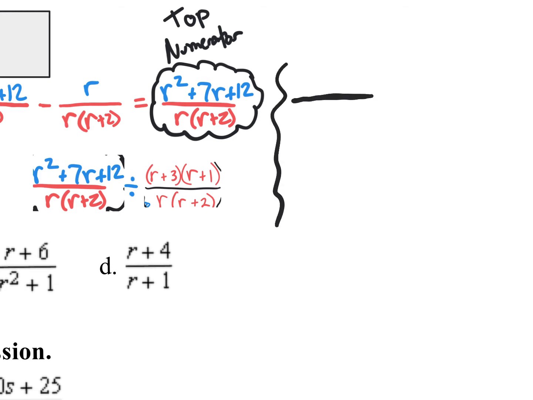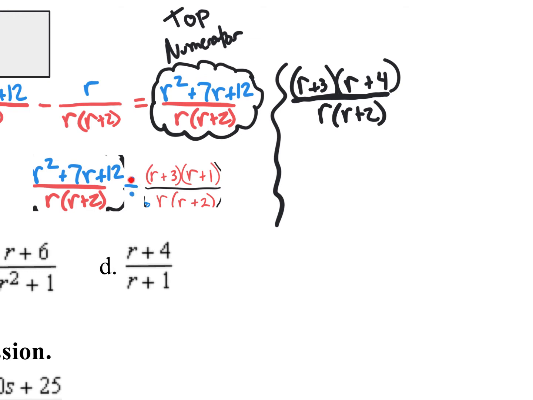But instead of the r squared plus 7r plus 12, let's actually factor that. Put r, and then think what times what is 12 that if I combine together is 7. That'll be a positive 3 times a positive 4. That'll give me a positive 12. If I combine it, it does give me a positive 7. And it is over r times r plus 2. Now that's in factored form already. That's great. That's what I want.